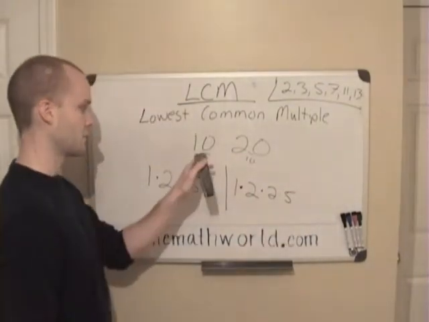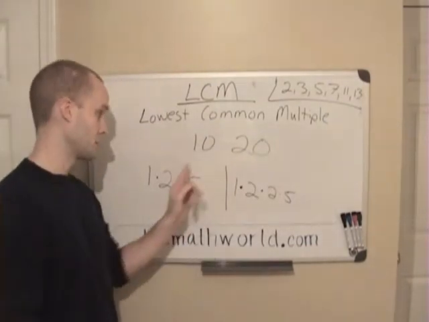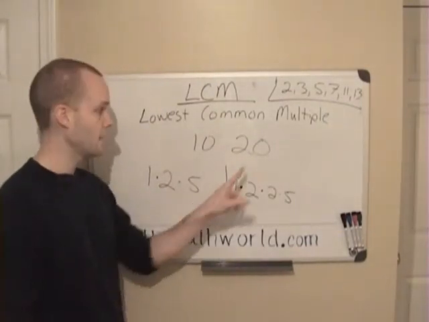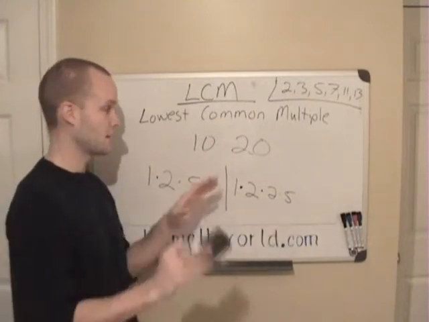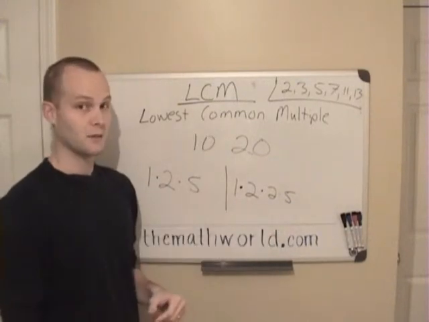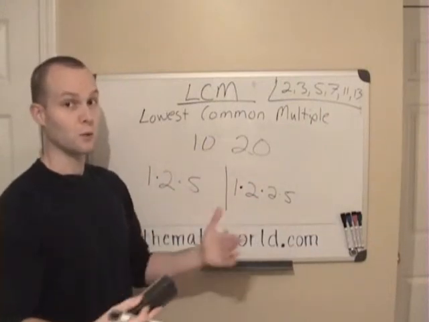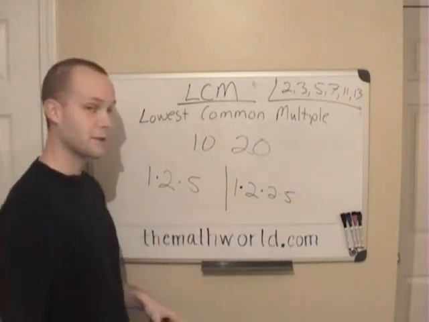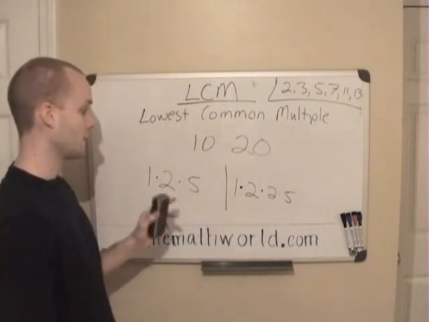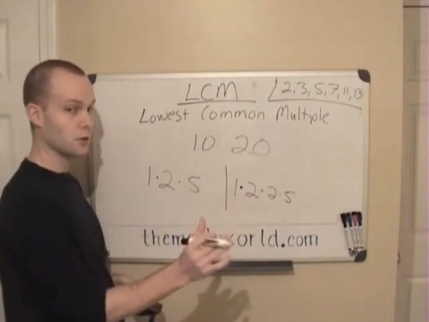So you can see here I've just broken down these numbers, 10 and 20, into their prime numbers. 10 is 1 times 2 times 5, and 20 is 1 times 2 times 2 times 5. And this is going to simplify finding the LCM, and you can use this for any amount of numbers, great or small. So the next thing we're going to do is start on the first numbers, and we're going to list all the numbers that are different. And I'll show you what that looks like.